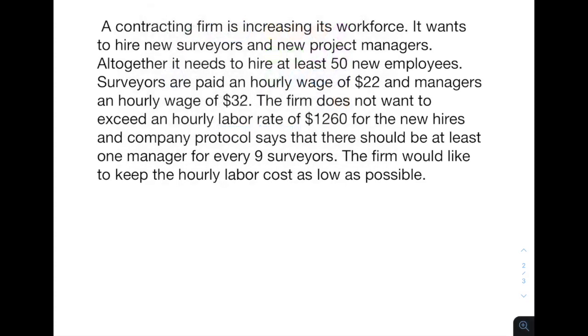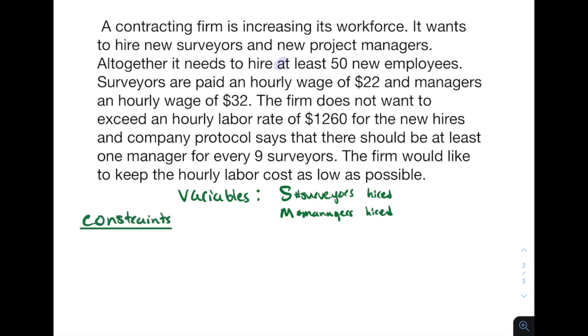To break this down, let's first identify what we want for our variables. Here, what we have control over is the question of how many new surveyors are hired and how many new project managers are hired. Now let's see if we can find some of our constraints. We can see that they want to hire at least 50 new employees. That means the number of surveyors plus the number of new managers should be at least 50.